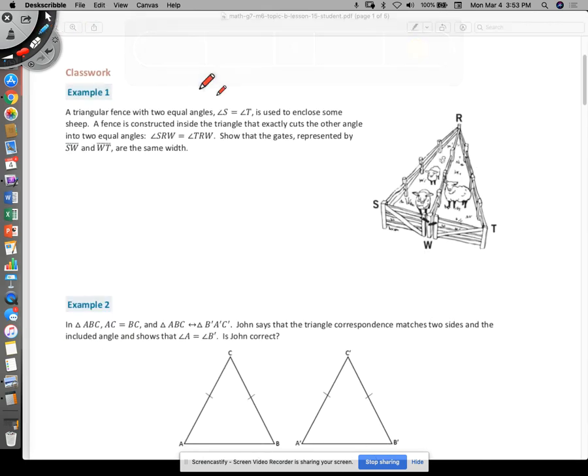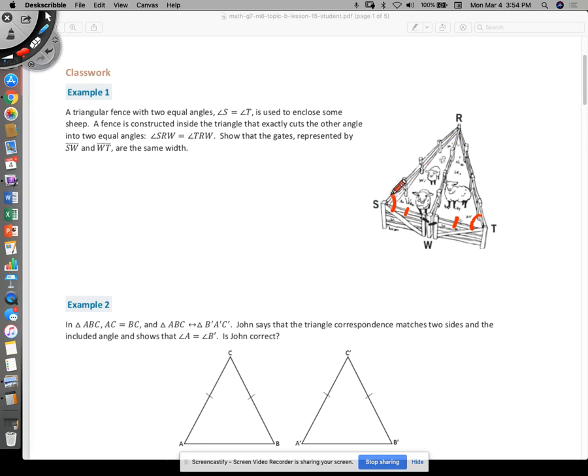So we have this triangular fence here. They're telling us that angle S matches or is equal to angle T. So I'm going to mark those there. Now, this was all to enclose these sheep. The fence is constructed of the triangle that exactly cuts the other angle into two equal parts. So this is going to be equal to that.